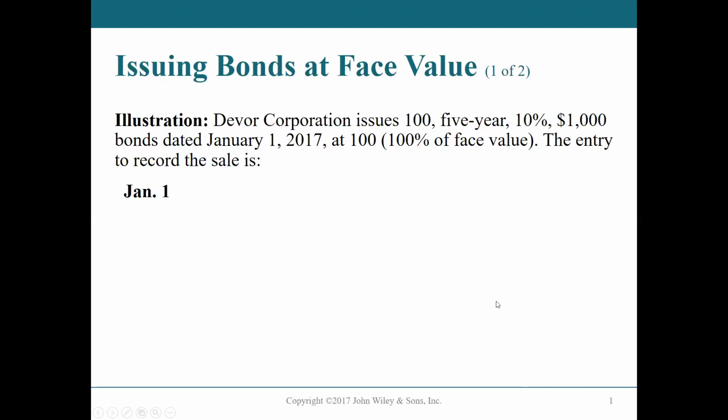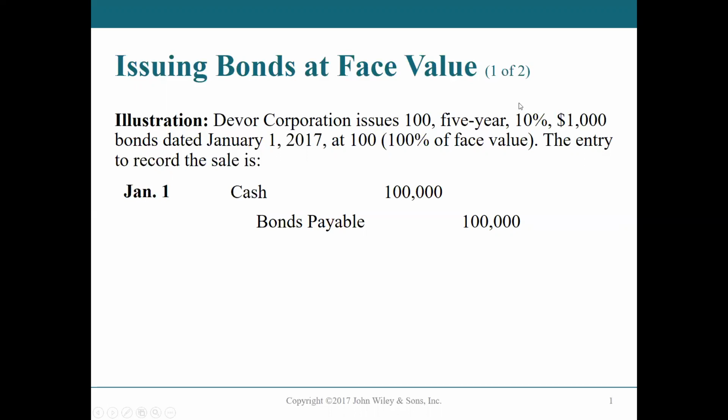Let's just talk about the process of when we issue a bond. When we issue a bond at face value, the face value is the amount of money that we're borrowing and that we're going to pay back at the bond's maturity. So we have our face value, the amount that we will pay back on the bond at maturity. We have the maturity length. This bond is a 5-year bond, meaning we'll have to pay back that face value in 5 years.